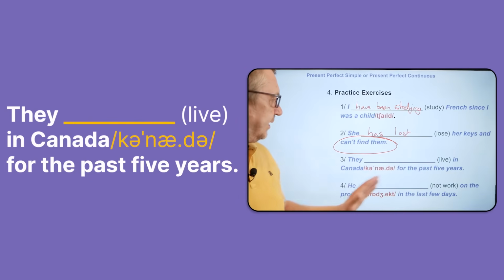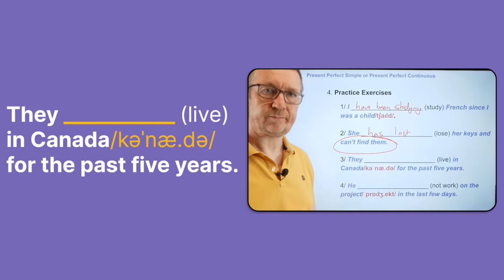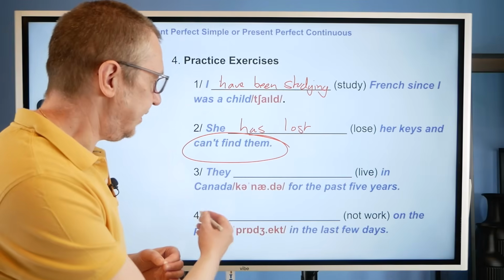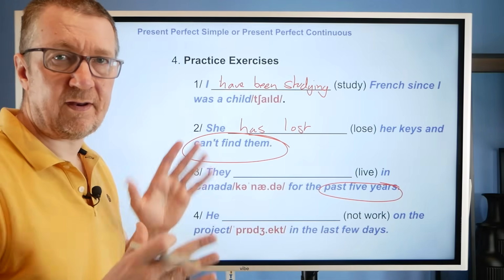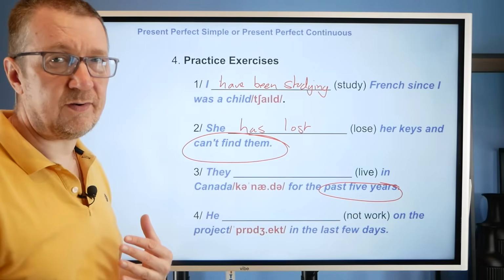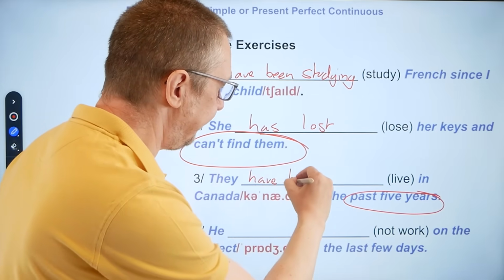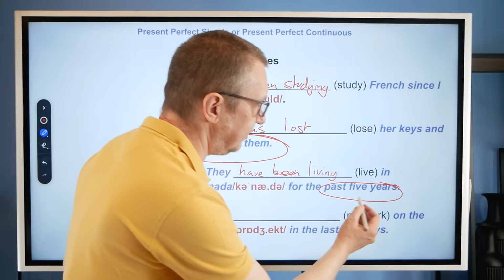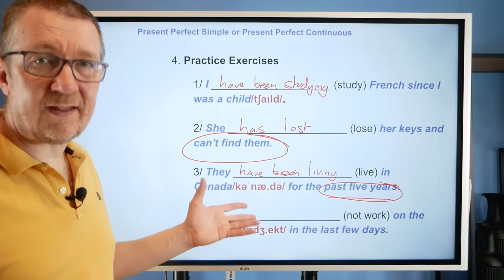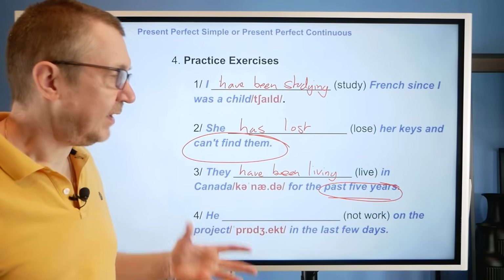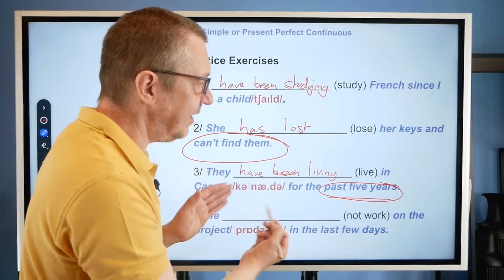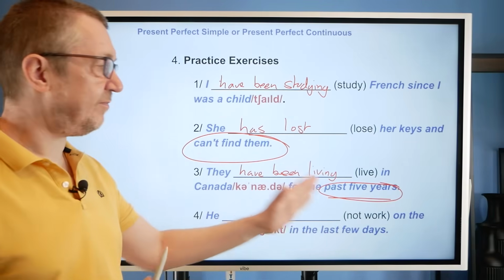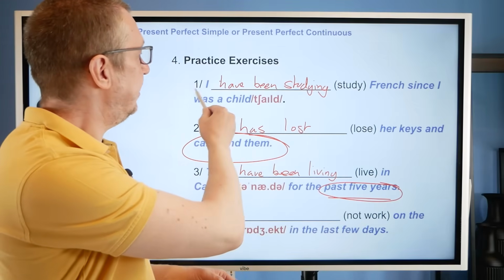Okay, number 3. "They in Canada for the past 5 years." What do you think? It's similar to this one actually. You can say they have been living in Canada for the past 5 years, and because of this duration added on to the end, I would say we'd probably use they have been living. Duration. You can say they have lived in Canada for the past 5 years, but again, it doesn't feel right. They have been living feels more natural, the same as I have been studying.